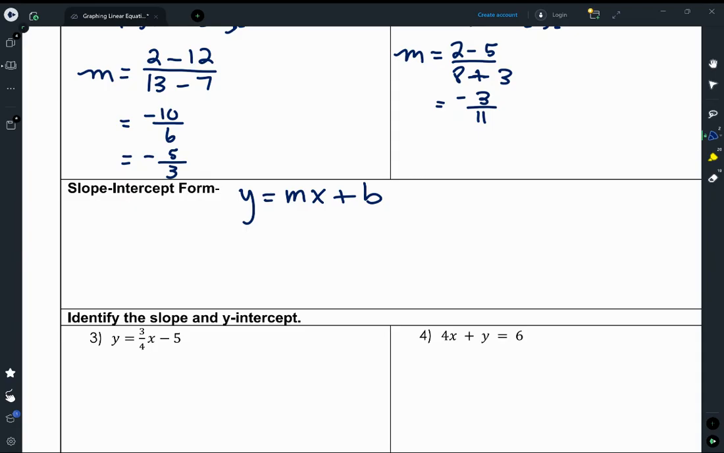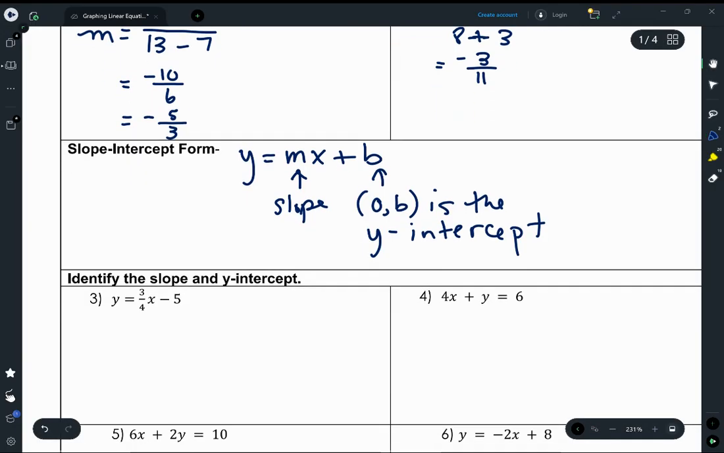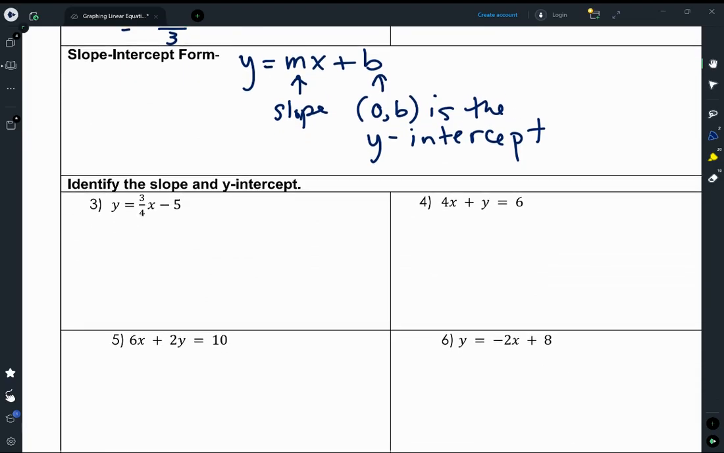So slope-intercept form looks like this. Your m is your slope, and 0 comma b is the y-intercept. So y-intercept is the spot where your line crosses the y-axis. So now we're just going to work on identifying slope and y-intercept, and again, this is review.